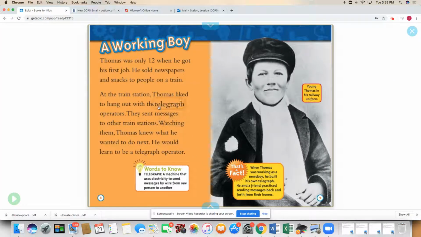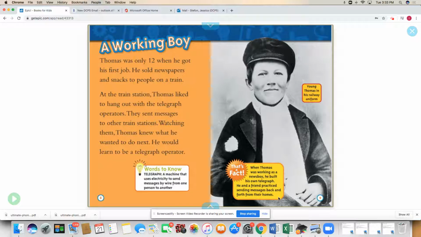We also see he's already getting interested in the telegraph, or ways to send messages. And he already, as a young kid, had his goal of being a telegraph operator. Again, in this nonfiction text or informational text, we have some captions here. So it says words to know: telegraph, a machine that uses electricity to send messages by wire from one person to another. So people used this before we had our cell phones. And that's a fact. When Thomas was working as a newsboy, he actually built his own telegraph. And we know he was really young here. He was only around 12 or 13. He and a friend practiced sending messages back and forth from their homes.